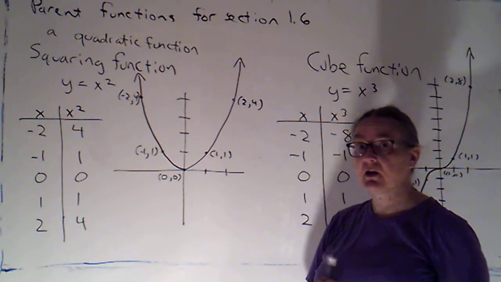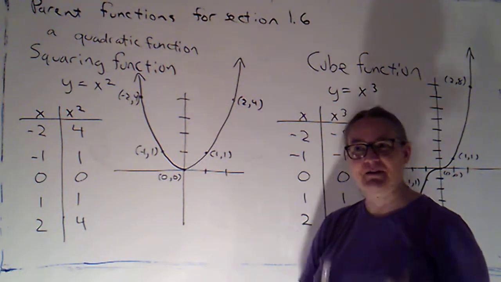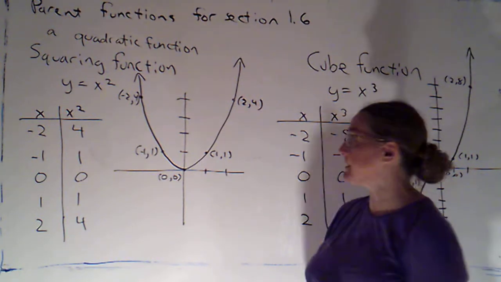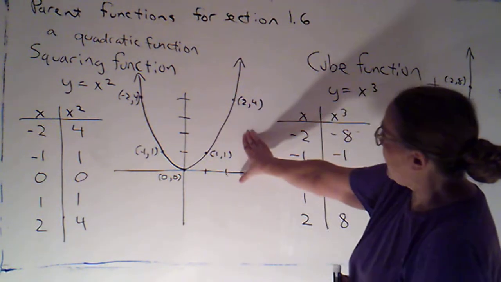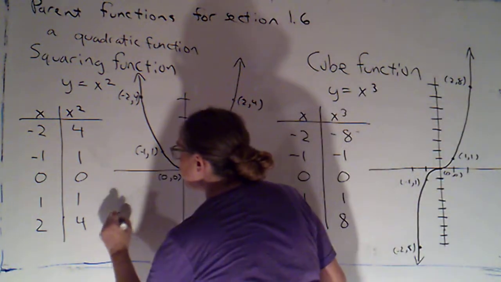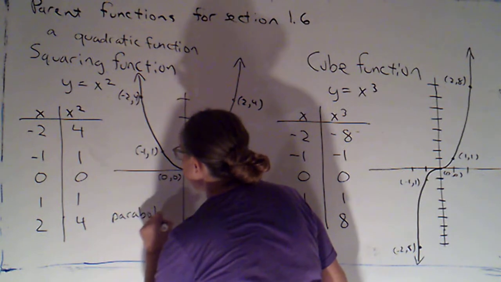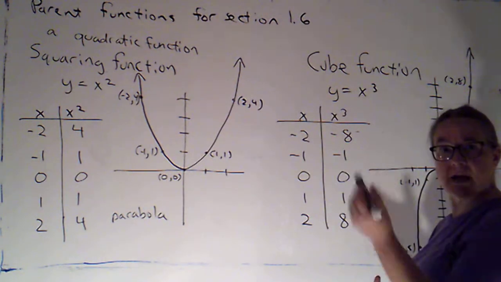It doesn't matter whether I plug in a negative or a positive number. When I square it, it becomes positive. So I get a graph that looks like this. We call this shape a parabola. You'll notice it has some nice symmetry.